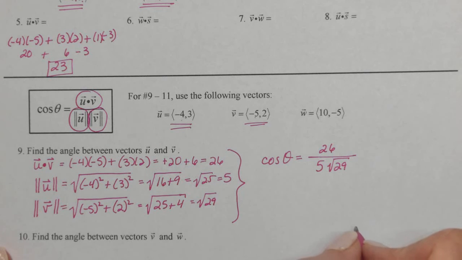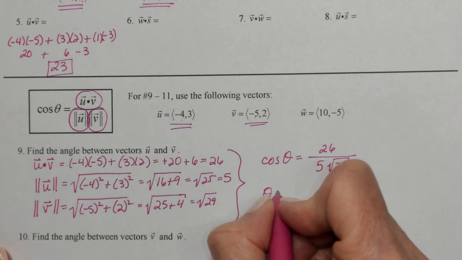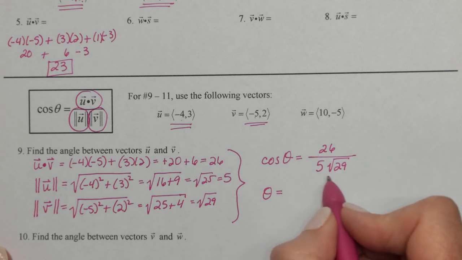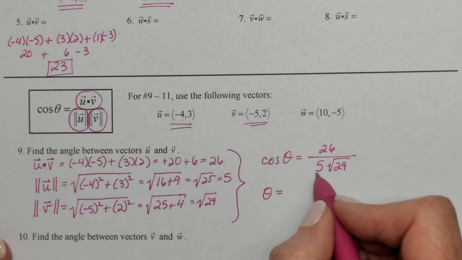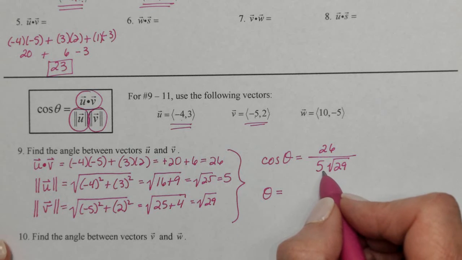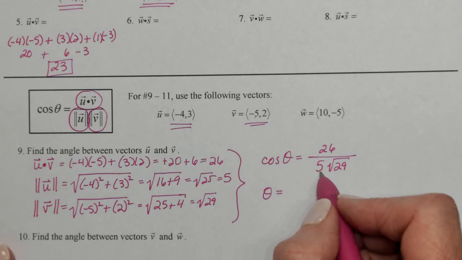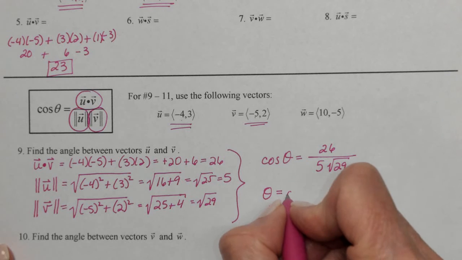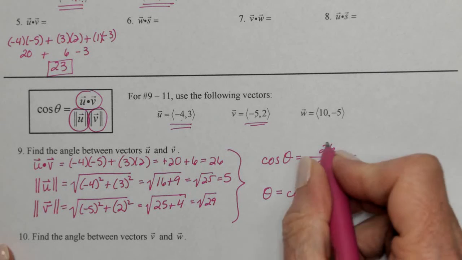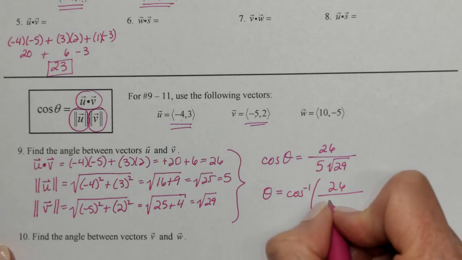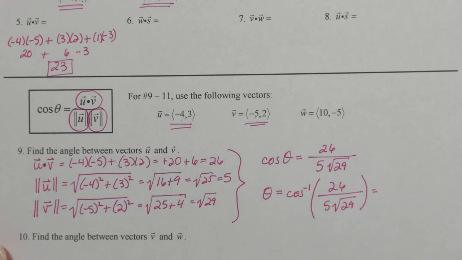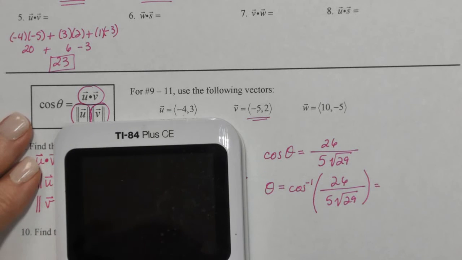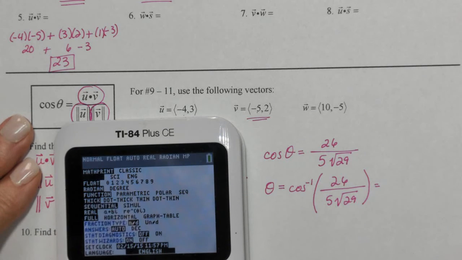We want theta. So we need theta is equal to, since we don't know a unit circle value whose cosine is the 26 divided by 5 square root of 29, we're going to use our calculator to find it. So theta will be inverse cosine of that expression. And we are going to find it in degrees. Your worksheet is going to say in degrees. So I'm going to go to my calculator, make sure I'm in degree mode.